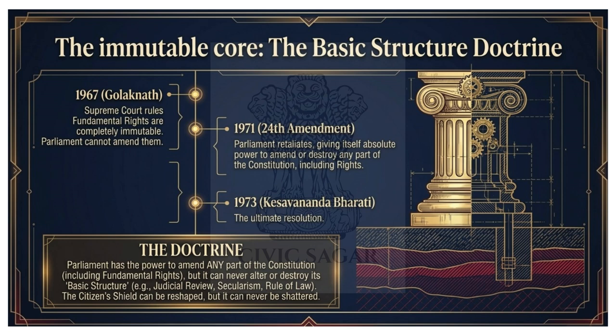This climaxed in 1973 with the historic Kesavananda Bharati case. The court delivered the definitive basic structure doctrine. It ruled that Parliament holds the power to amend any part of the Constitution, including fundamental rights, but it can never alter or destroy its core foundational pillars, like judicial review, secularism, and the rule of law. The citizen's shield can be reshaped to fit changing times, but its core can never be shattered.